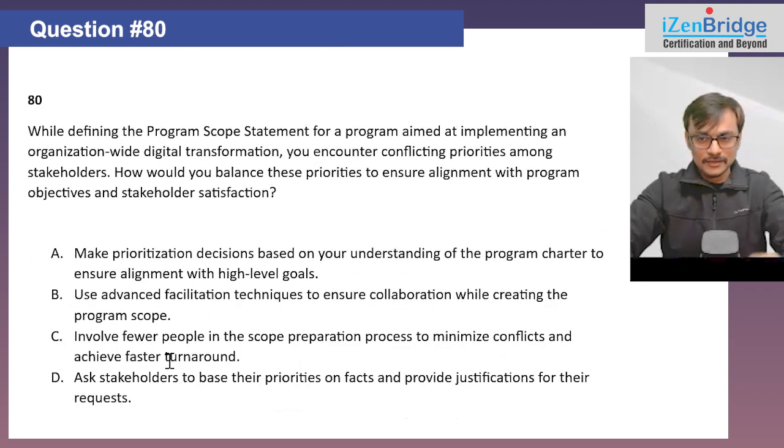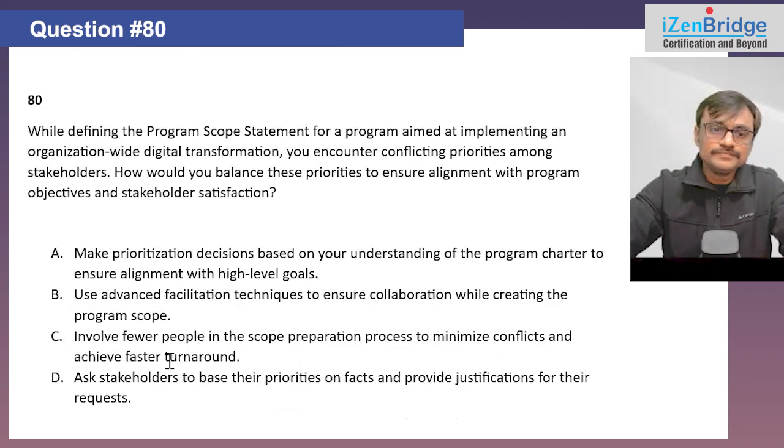Question number 80, the final question for this video. While defining the program scope statement for a program aimed at implementing an organization-wide digital transformation, you encounter conflicting priorities among stakeholders. How would you balance these priorities to ensure alignment with the program objectives and stakeholder satisfaction?